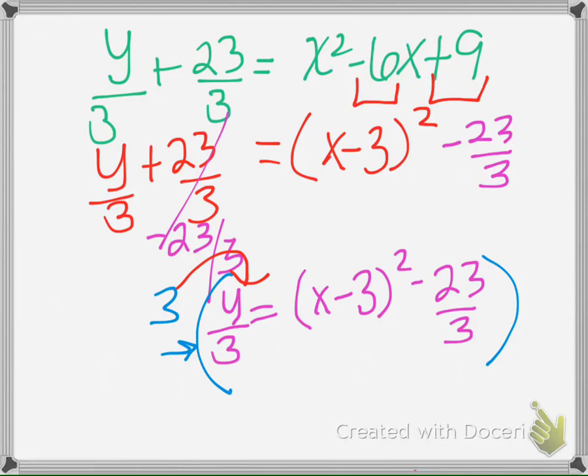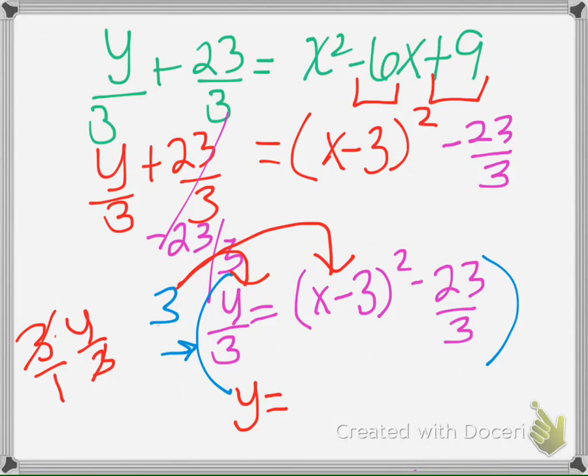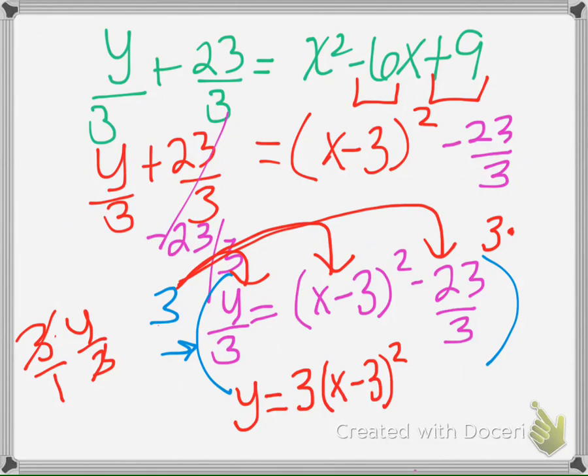And what happens here is when we multiply 3 by y over 3, these 3's are going to cancel, leaving us just the y. And then we're going to multiply the 3, and we're not going to distribute it or anything like that. So we're just going to write it in front. And then 3 times -23/3, the 3's would cancel out, leaving us just the -23. So now we have our vertex form.